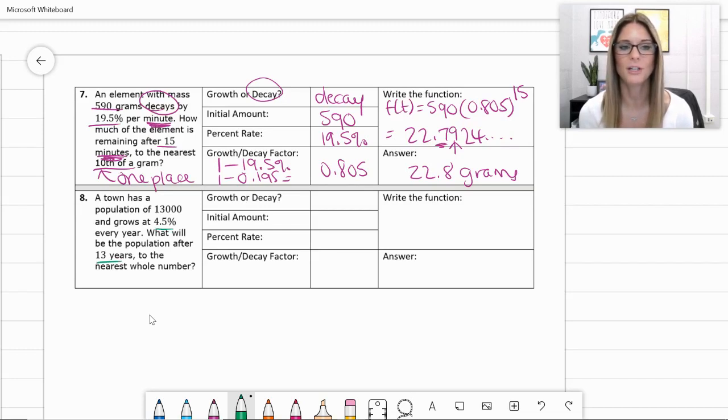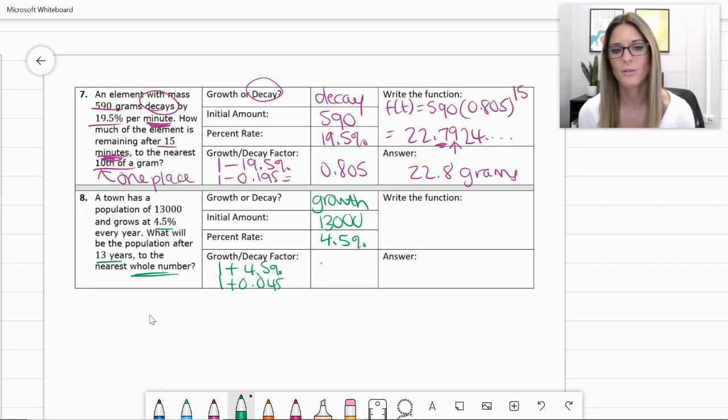Number 8, a town has a population of 13,000 and grows at 4.5% every year. What will be the population after 13 years to the nearest whole number? This is a growth. Our initial amount, 13,000 people. 4.5% is our rate. It is growing, so do 1 plus 4.5%, or change that to a decimal. 1 plus 0.045 gives us our growth factor of 1.045. Writing our function, f of t equals initial amount 13,000 times our factor 1.045. We want to know after 13 years, and we'll round to the nearest whole number.